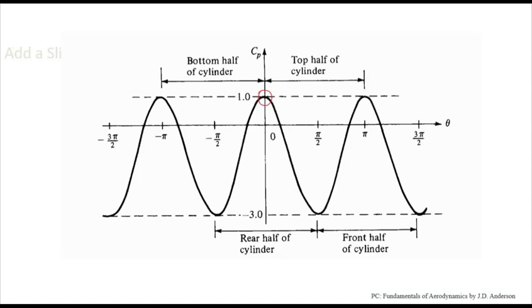Correct? And similarly, the regions that are corresponding to front and rear halves of the cylinder, what is happening over here? The pressure distributions are same. So theoretically, my drag becomes 0. So with the help of graph, this is the theoretical result what we are having a look at.